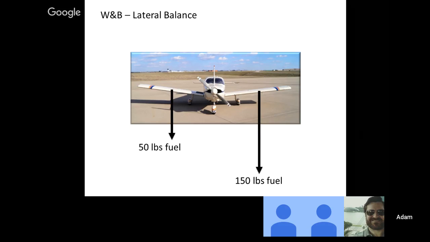Now, if you've got a wing walker or somebody who's going to do some tricks, walk out to the edge of the wing, that's a different story. But fuel is really the only way that you're going to affect lateral balance.